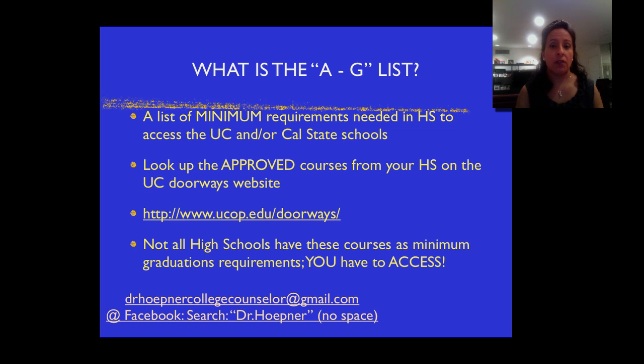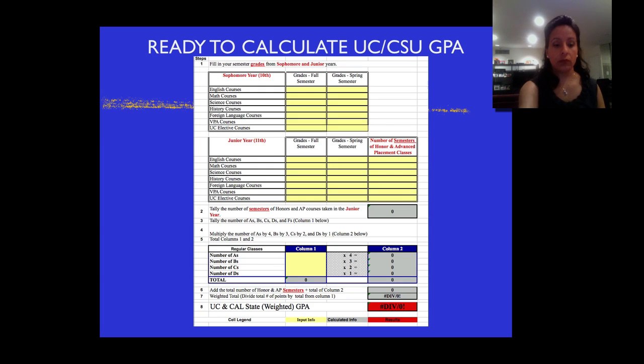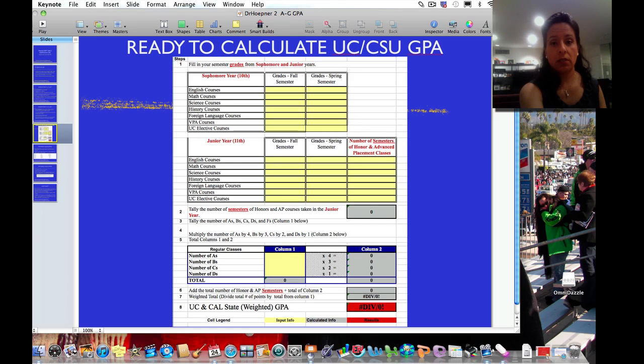The A through G requirements, you should know, is a minimum number of courses that are required to access the UCs and the Cal State schools. So you're going to want to look up your approved course list for your high school, and I'm going to show you how to do that. And not all high schools have these courses as their minimum requirements for graduation from high school. So you have to be your own advocate and really access these courses. And it's good to know what these courses are.